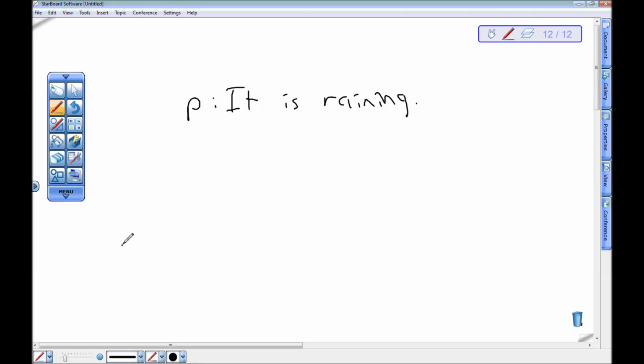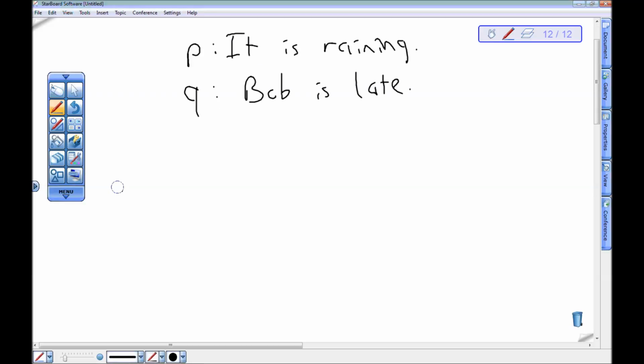What if I had another statement? What if I had the statement Bob is late? Well, if I want to refer to that, maybe I'll give it its own letter, and it can be Q. I've got the statement P is it is raining, and the statement Q is Bob is late. So in this context, when I refer to P, I'm saying it is raining. When I refer to Q, I'm saying Bob is late.